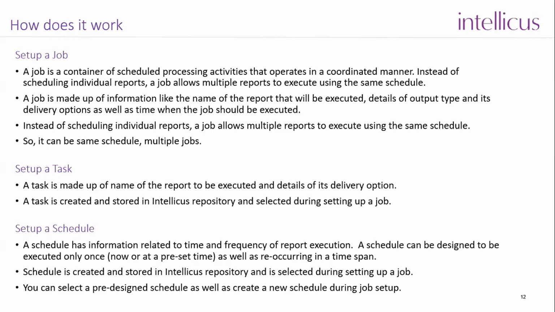Then we have tasks. A task is made up of the name of the report to be executed and details of its delivery option. A task is created and stored in the IntelliGuess repository and we can select it while setting up a job. Similarly, we have a schedule. It contains all the information related to the time and frequency of report execution, and it can be designed and executed only once or as recurring in a time span. We select the schedule also during job setup.